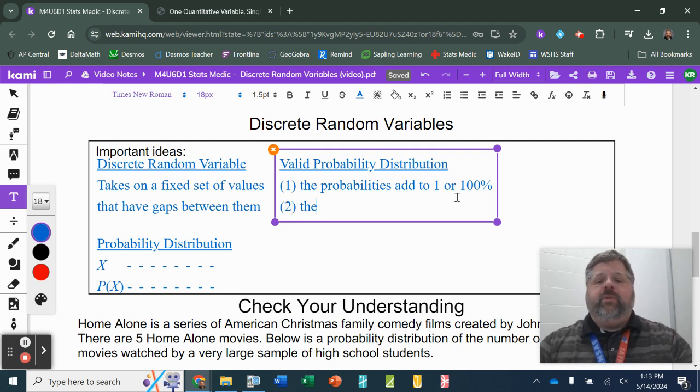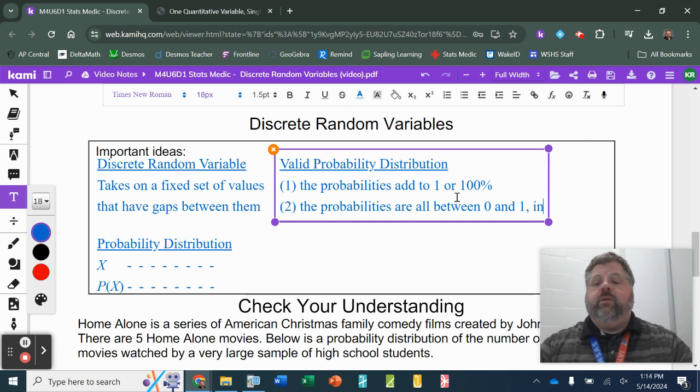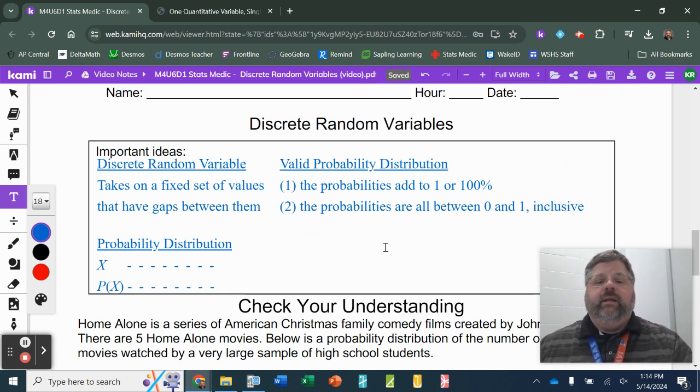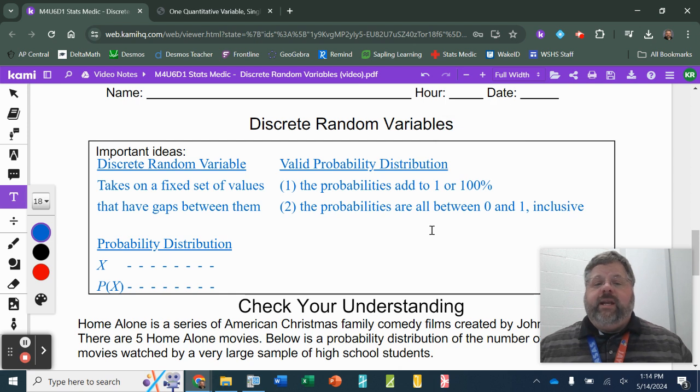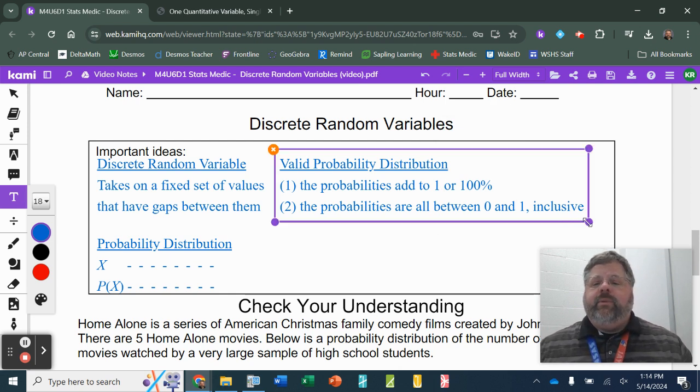And number two, the probabilities are all between 0 and 1 inclusive. And so that's what makes it a valid probability distribution. We're going to use this first fact in our check your understanding in just a moment.